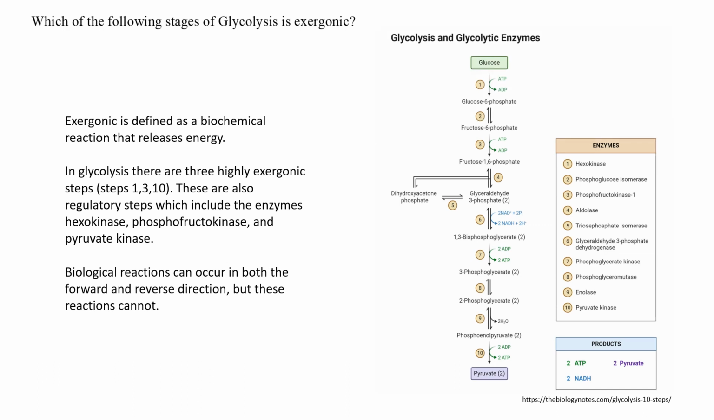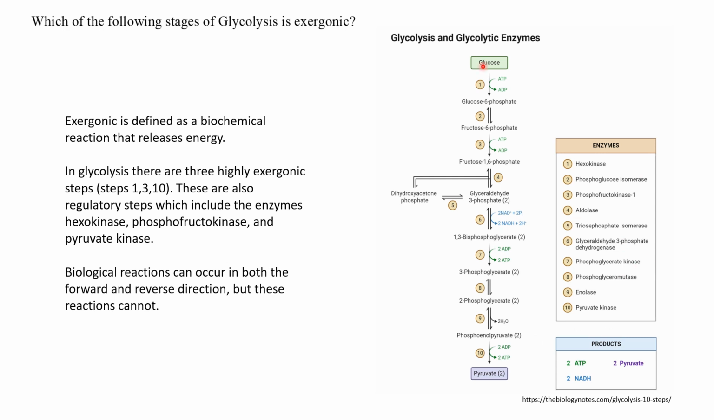There are also regulatory steps involving the enzymes hexokinase, phosphofructokinase, and pyruvate kinase. Most biological reactions, as you can see clearly in the glycolysis process, are reversible. That is, they can occur in both forward and backward directions. However, these steps, that is the first, the third, and the 10th, cannot be reversed with the help of these enzymes themselves.